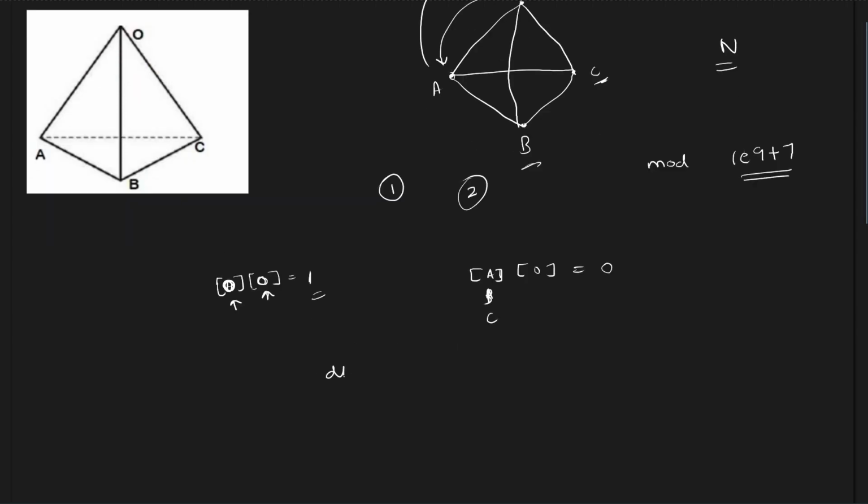Now I can form my DP states such that DP of n and DP of s. So n denotes the number of steps left, and s denotes the state, at which vertex I am currently, right? So this will be my DP states. Now the reason I have taken n before s is because in C++ generally it is calculated in row major order.